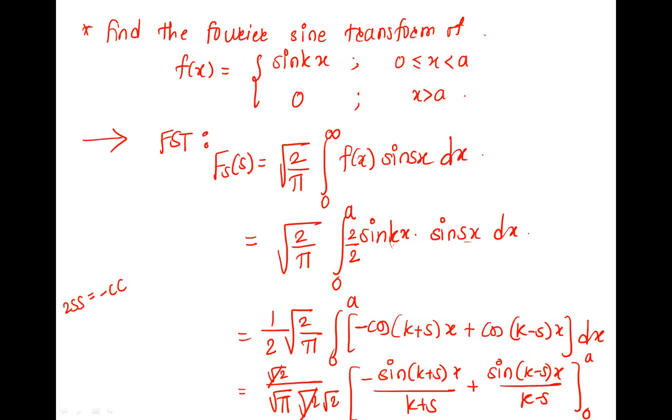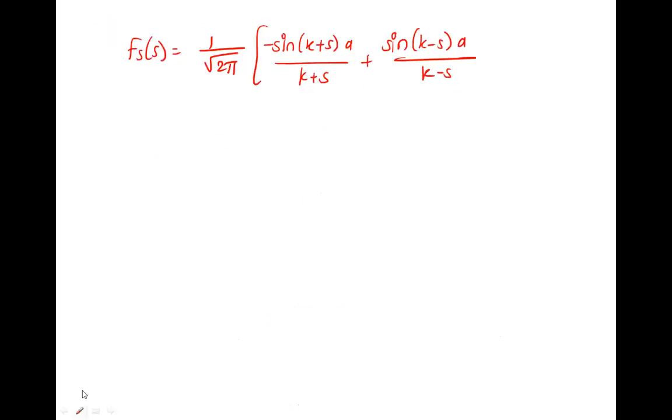Okay, upper limit done. We have written a there. Now the lower limit is 0. So for this x we have to write 0. 0 into anything is 0, and sine 0 is 0. So this is 0. This is also 0. If x is 0, sine 0. So both the lower limits are 0. Okay, so your answer is this one.